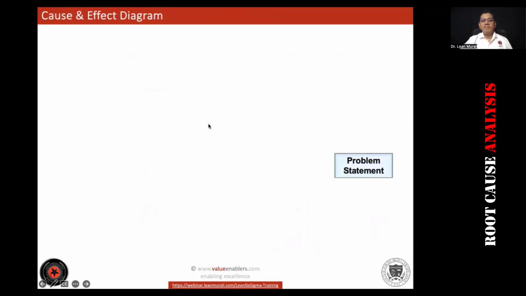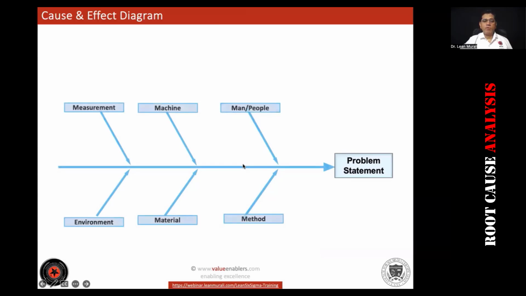All right, the cause and effect diagram, let me go step by step. We've already said, thank you very much for the amazing participation today. I'm really excited by your participation.